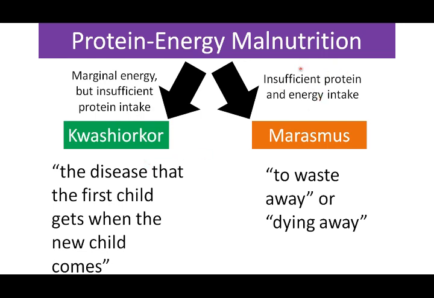If you look at this side, which is marasmus, it is insufficient protein and energy intake together. So here a full wasting of the body can be seen, and energy insufficiency is also there. The word means to waste away, or a dying away thing. So that is marasmus. In kwashiorkor, there will be signs like moon face and dependent edema.